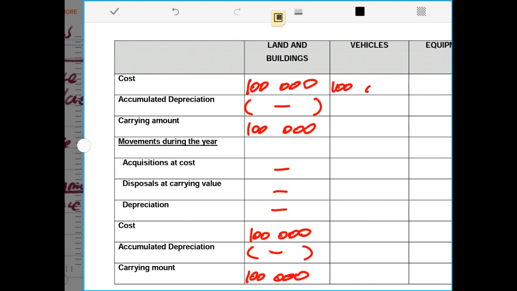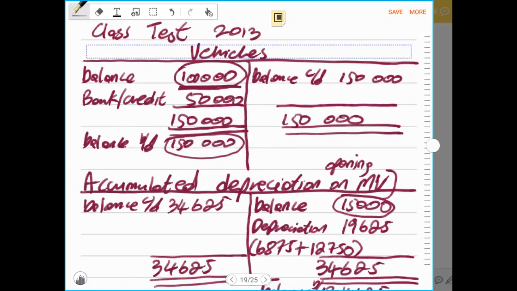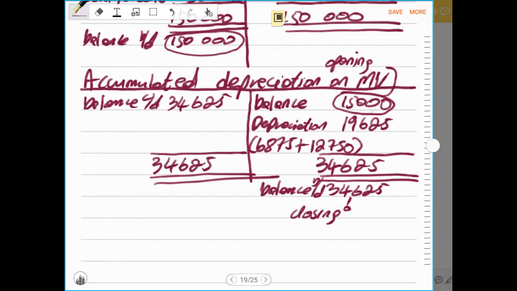100,000 rands for motor vehicles, and we were given the opening accumulated depreciation. Remember, this is on the 1st of August in the year 2012, beginning of the year. This is on the 1st of August in the year 2012. These are opening balances, and the opening balance for accumulated depreciation was recorded for the motor vehicles to be 15,000 rands. So now we take the 15,000 rands as it is. We don't change it because it is an opening balance.